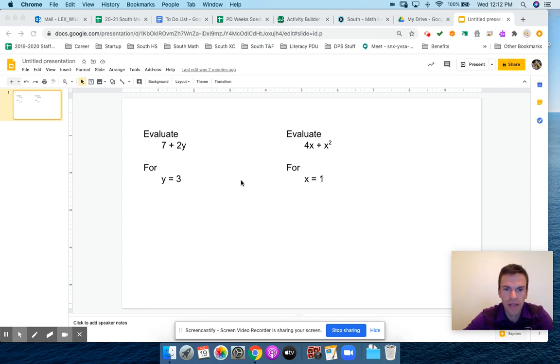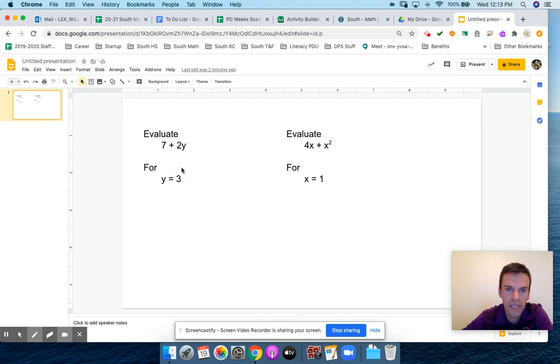On the next slide, you're going to see several cards that you need to sort, and they look like this. It says evaluate, and then there's an expression, and then it says for, and then it gives us a value for that variable. So I'm going to get my pen tool, and we're going to write in blue because that's my favorite color. When it says evaluate and gives us an expression here, we have 7 plus 2, and when it's right next to that y, it means multiplication. So 7 plus 2 times y. And then it says for y equals 3.